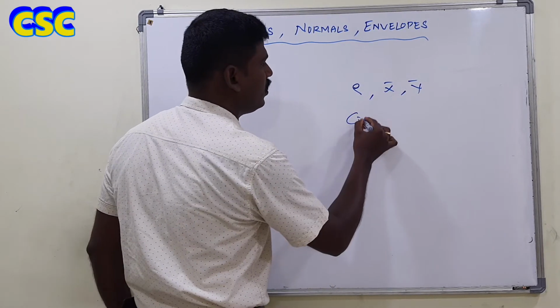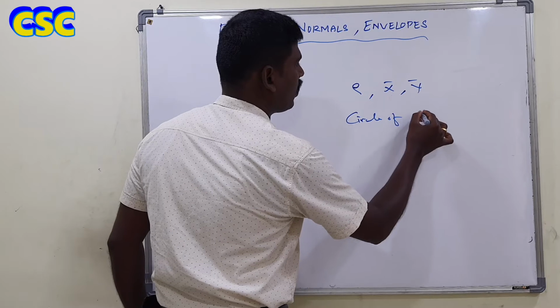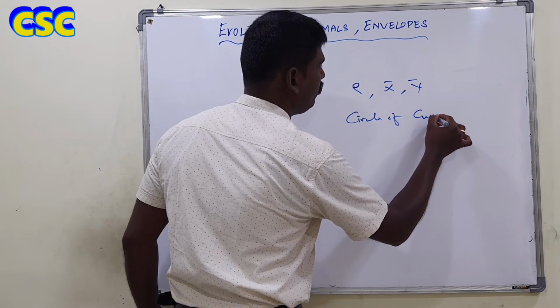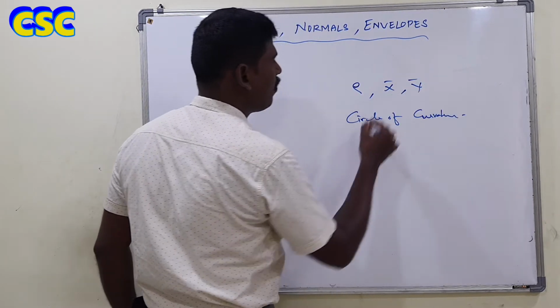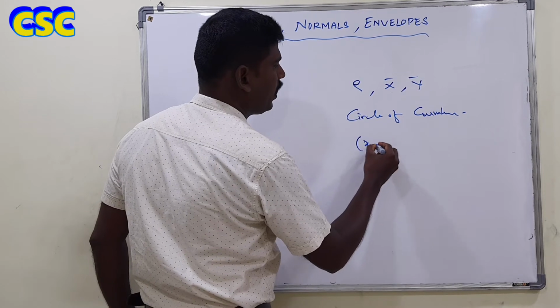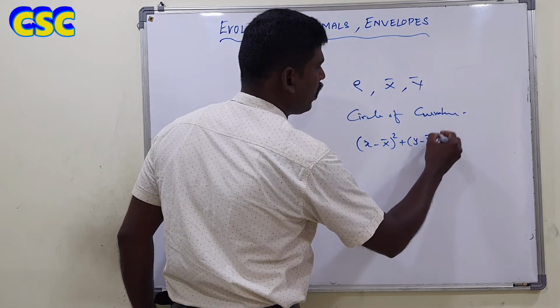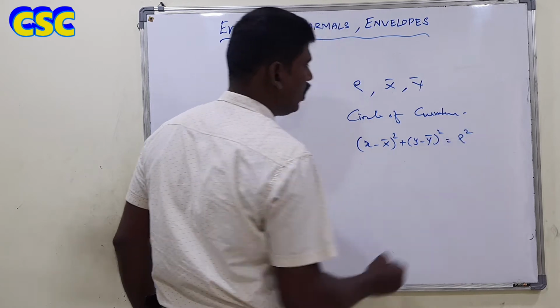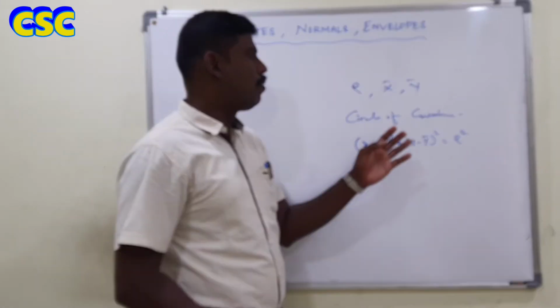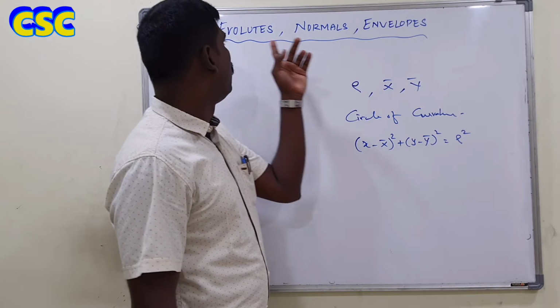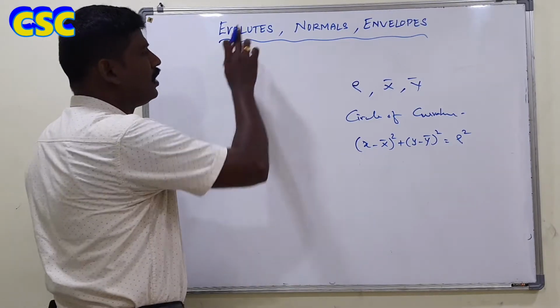Circle of curvature, isn't it? Circle of curvature. What is the formula for circle of curvature? X minus x bar the whole square plus y minus y bar the whole square is equal to rho square. Okay. After solving the problems in circle of curvature, we go through evolutes, isn't it?